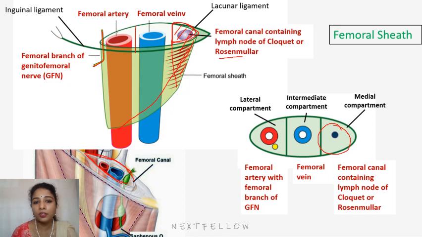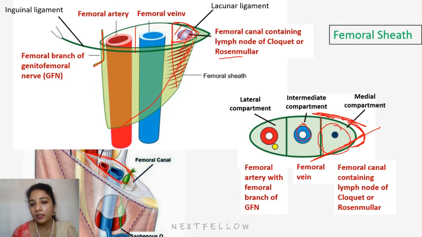So the boundaries of this femoral ring, if you see: anteriorly it is bounded by the inguinal ligament, posteriorly it is bounded by the pectineus, which is covered by the fascia covering pectineus, medially it is bounded by the lacunar ligament, which is a crescent-shaped ligament, and laterally it is the septum which separates it from the femoral vein. So these are the boundaries of the femoral ring.